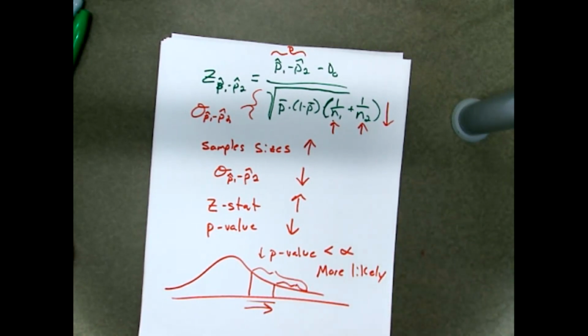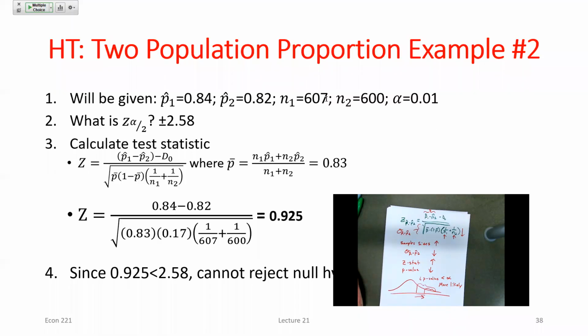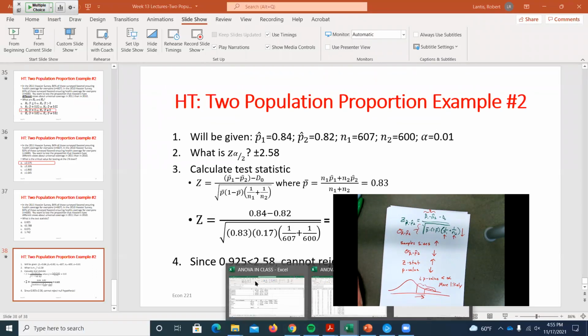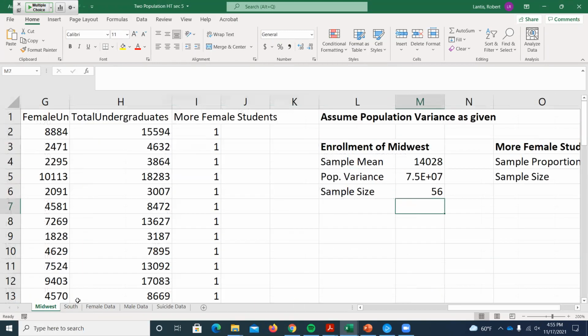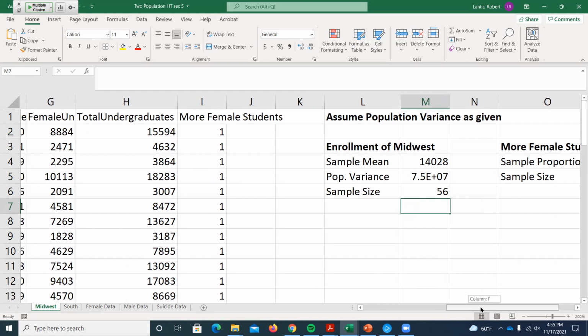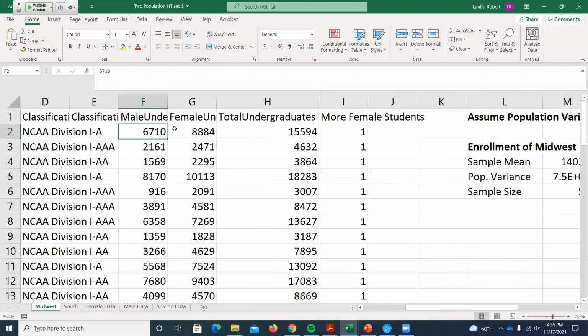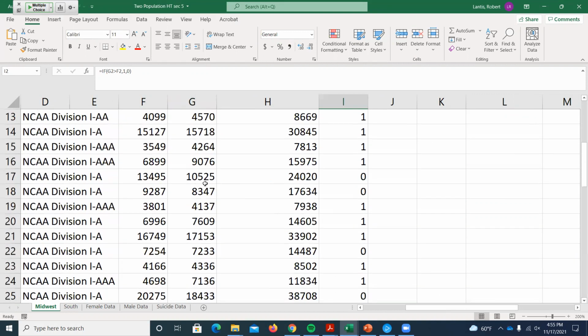All right. So now we get to do a little bit of work in Excel. Last class we left off comparing the Southern and Midwest universities, right? So now I'm going to go back to this Midwest university data set, or worksheet, I should say. And I've got all these different universities. What I did was, if they had more female than male students, I put a 1. If they had more male than female students, I put a 0.